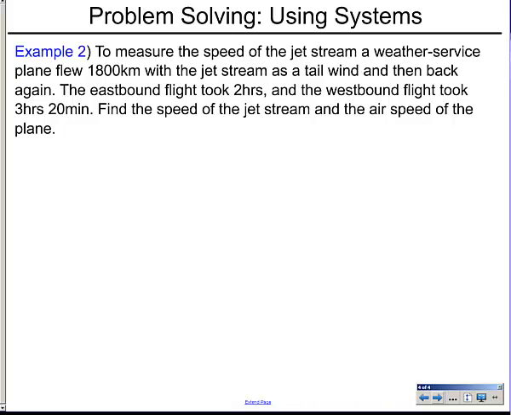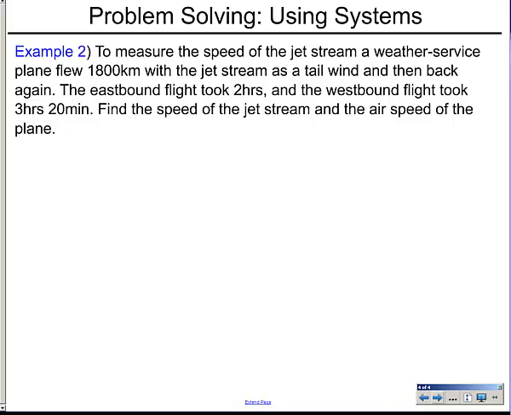Example 2. To measure the speed of a jet stream, a weather service plane flew 1,800 kilometers with the jet stream. Going with it means they have a tailwind, and then back again. When they come back against it, they have a headwind. A tailwind will increase your speed, while a headwind will decrease your speed.